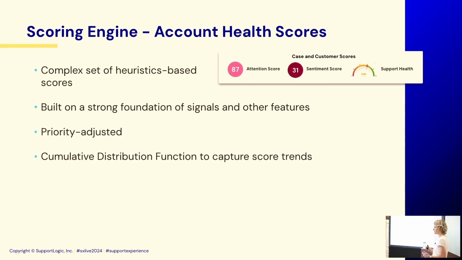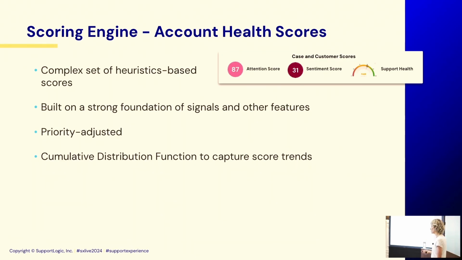The scoring engine is the natural progression after the signals. All of our scores are built on top of a very strong foundation of signals, but they also include a lot of metadata coming from the case or account level as well. One way to think about how we're building these signals: it might be nice if we could just take the sentiment scores we have, say for account health score, where all these cases have a sentiment score. Why can't we just average this sentiment score and then we have an account health score? That would be fantastic.